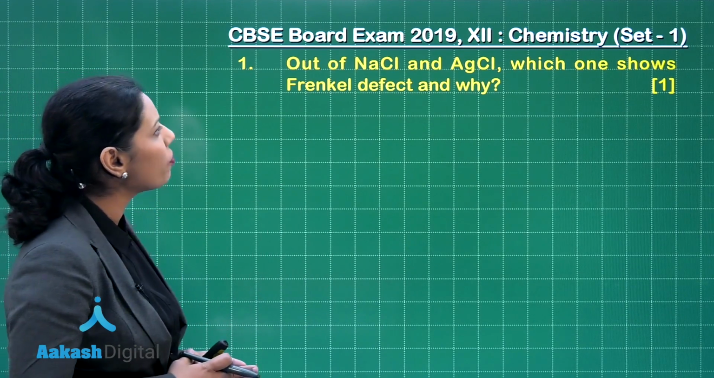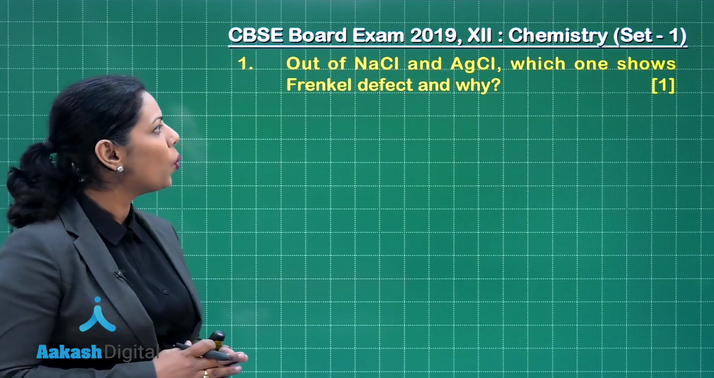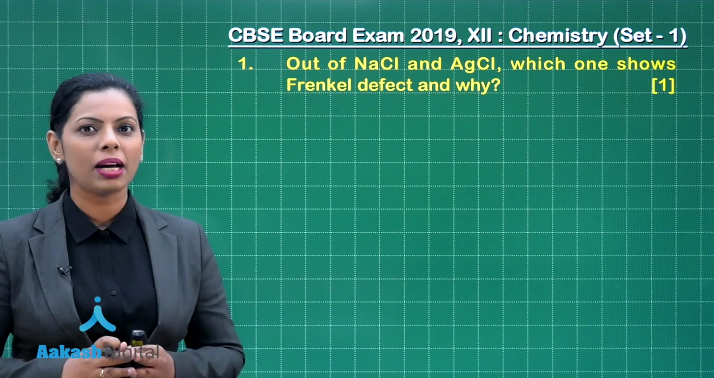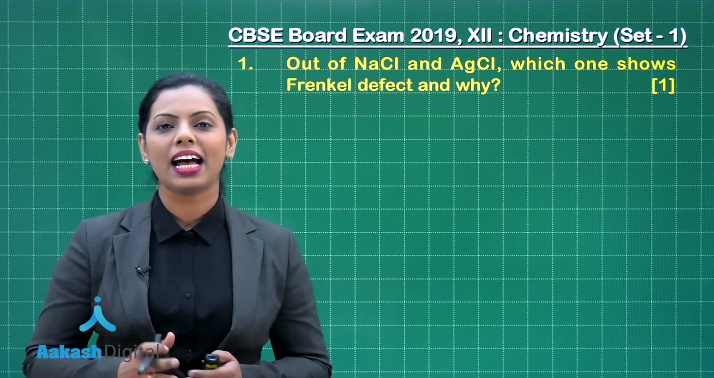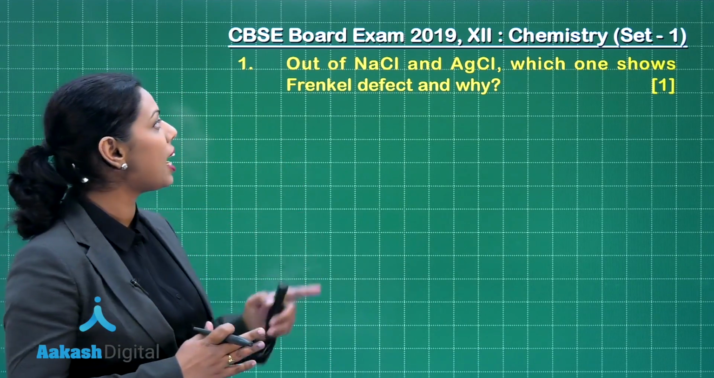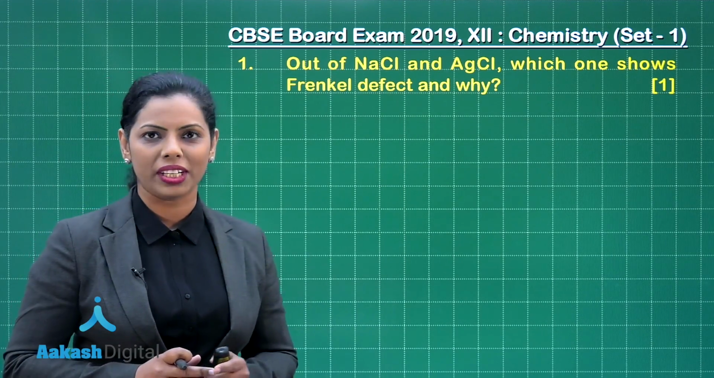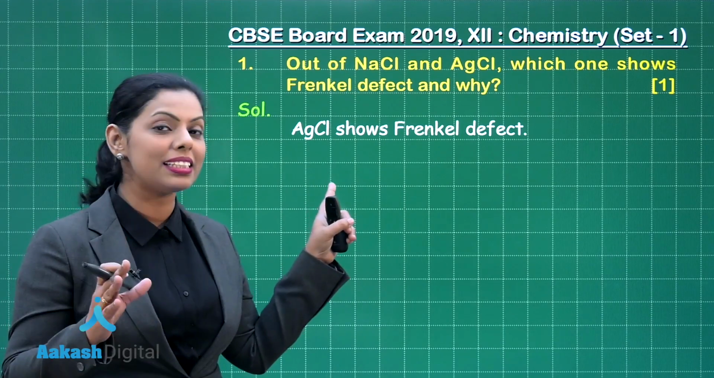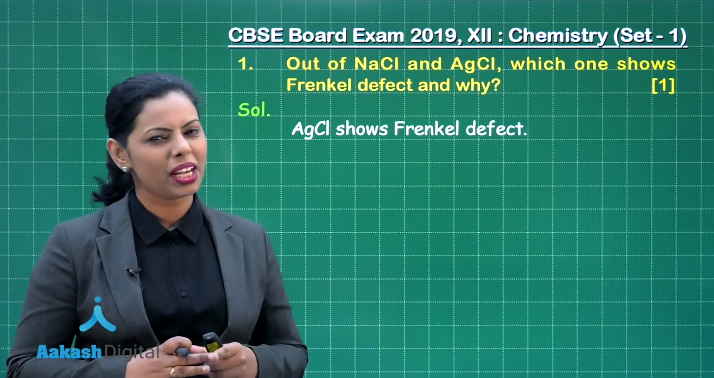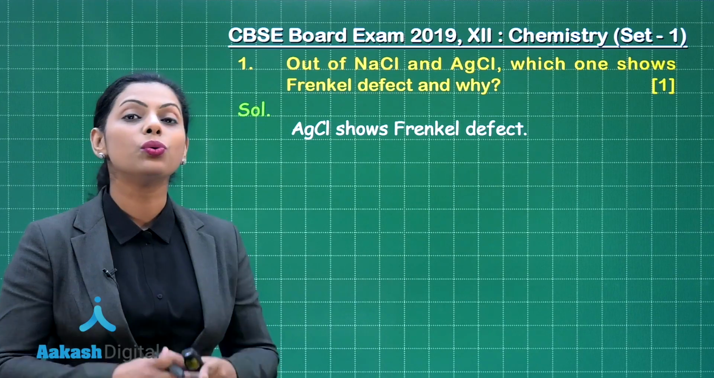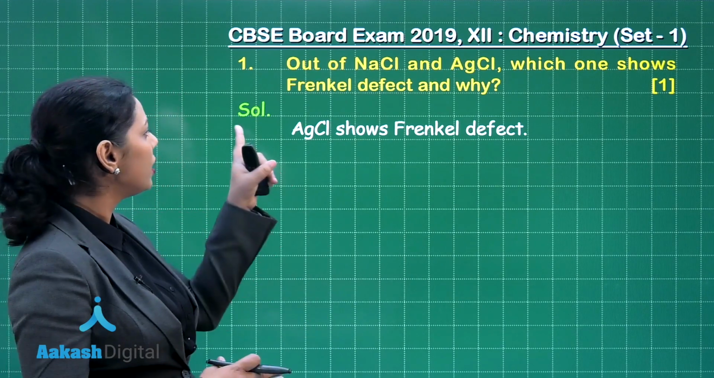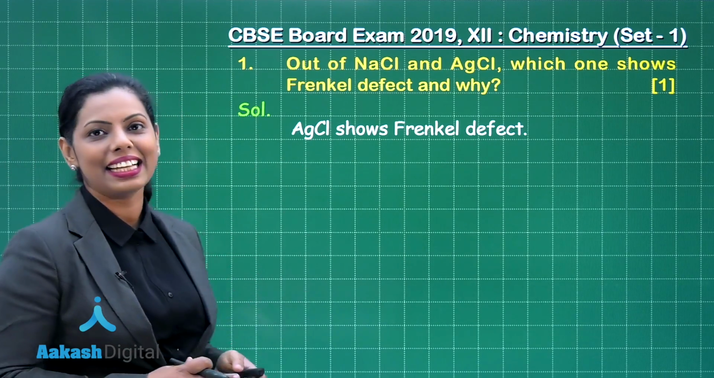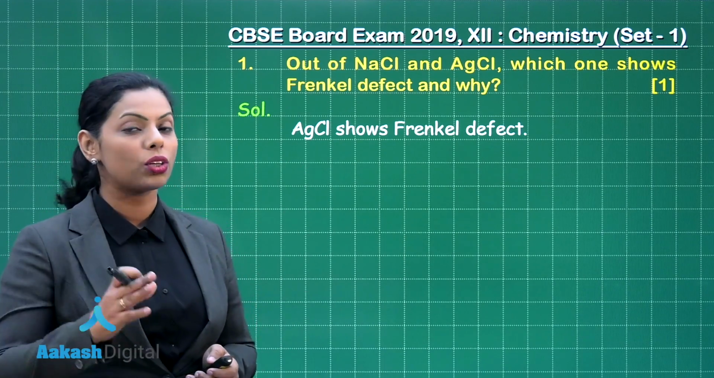It states, out of NaCl and AgCl, which one shows Frenkel defect and why? This is a 1 marker question. You can simply answer by writing which of these shows this defect, and you have to give the reason. So we can simply answer that AgCl is the substance that shows Frenkel defect. And why does it happen? This is due to the size difference of the Ag+ ion and the Cl- ion, it means cation and anion. That much difference is not there in case of NaCl.